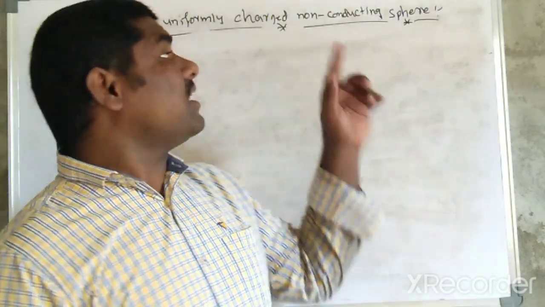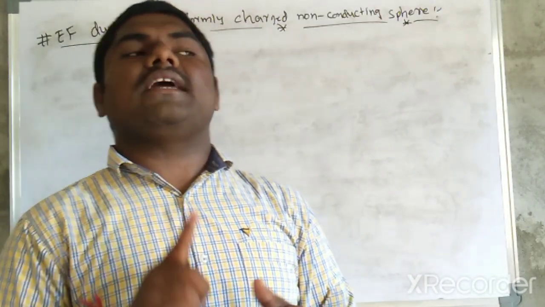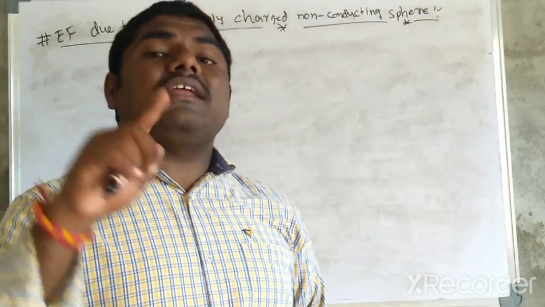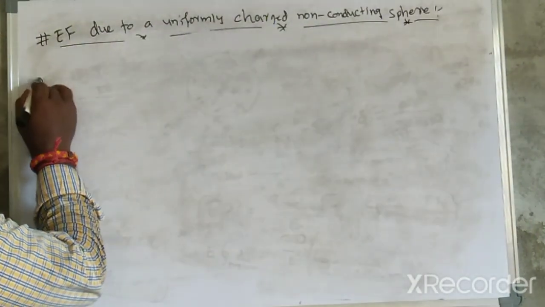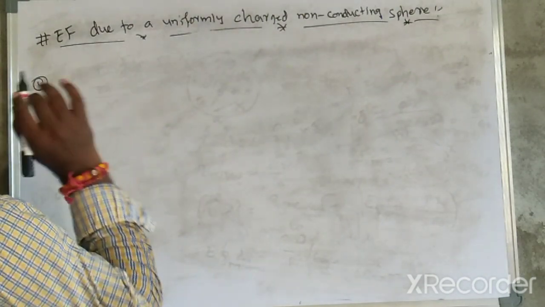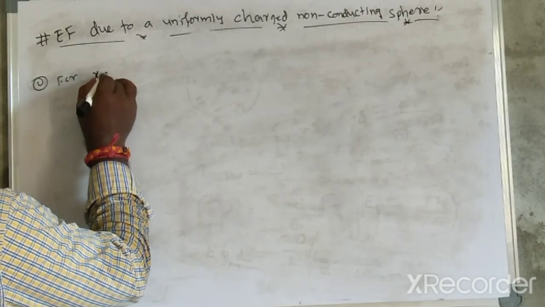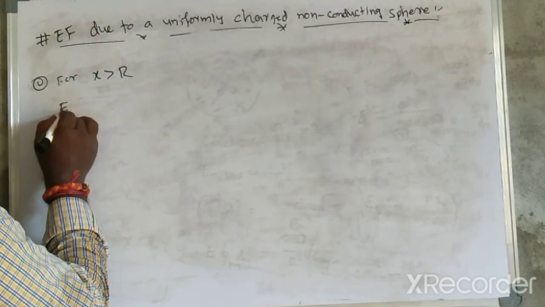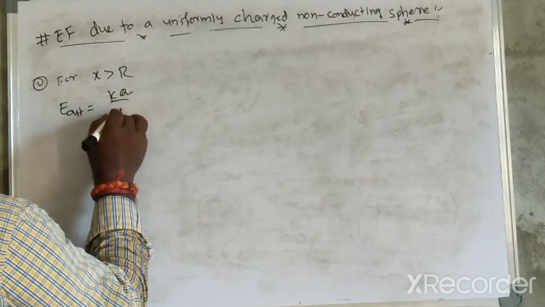So non-conducting sphere and conducting sphere, only one thing is different. Inside, the electric field is not equal to 0 in the non-conducting sphere, while in the conducting sphere, inside the electric field is 0. The remaining two cases are the same: outside and on the surface, the electric field strength is the same for conducting and non-conducting spheres. For x bigger than capital R, that is outside, the electric field strength is equal to kQ by x square.